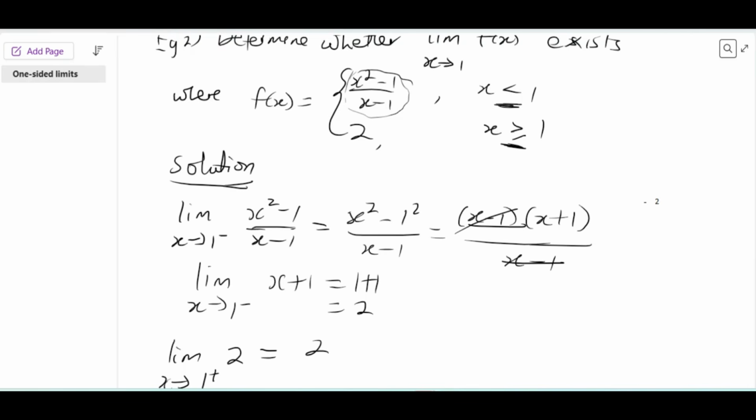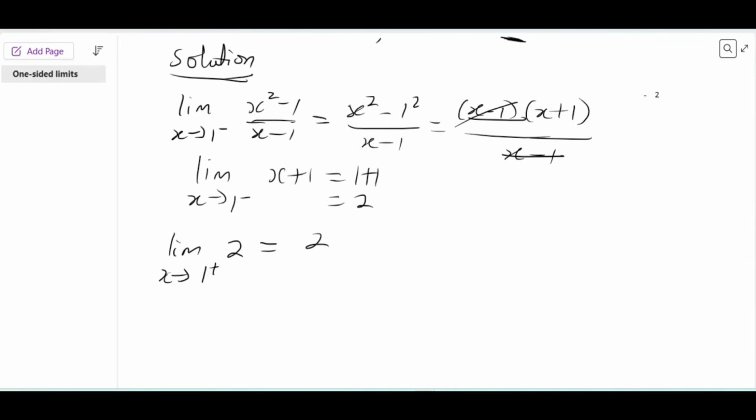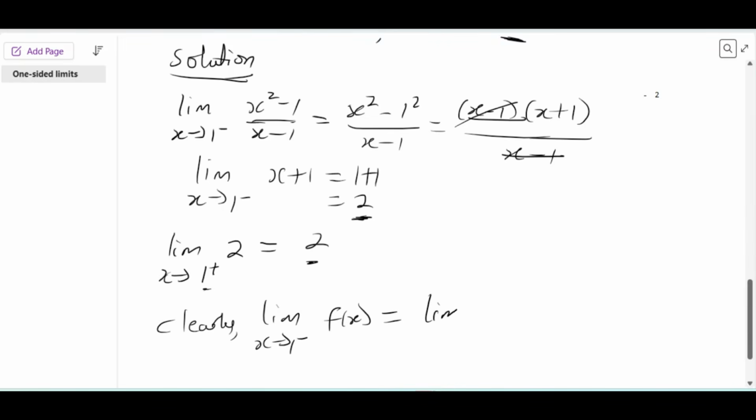Now, what can you observe? Let me scroll down a little bit. We can see that when we approached 1 from the left, we got 2. And when we approached 1 from the right, we got 2. So clearly we can see that the limit as x approaches 1 from the left of f of x is equal to the limit as x approaches 1 from the right of f of x. Hence, you can confidently conclude that the limit of f exists.